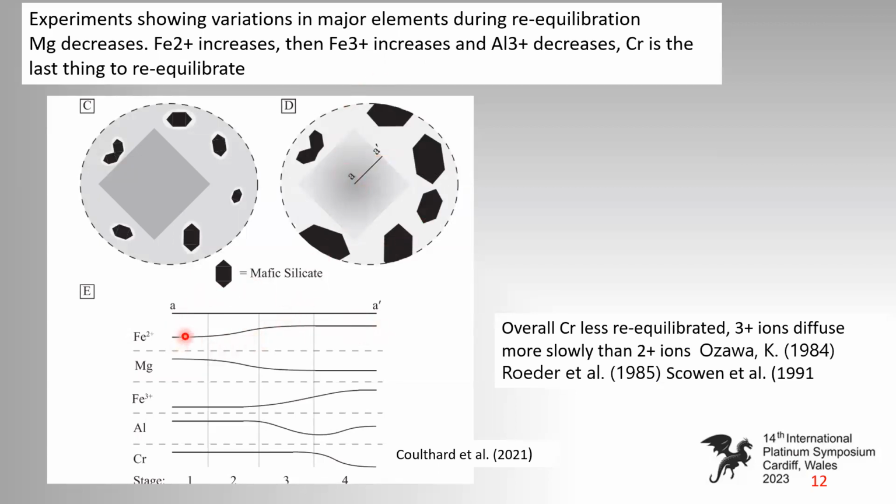And you see, as you go from the center to the margins, the iron 2+ starts to increase quite a bit, and the aluminium goes down, but particularly the magnesium goes down. Iron 3+ also goes up. Notice chrome is the last thing to change. So you can see there how it's re-equilibrating with the liquid.